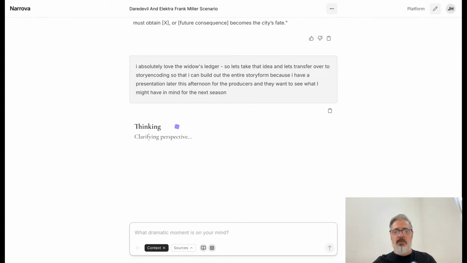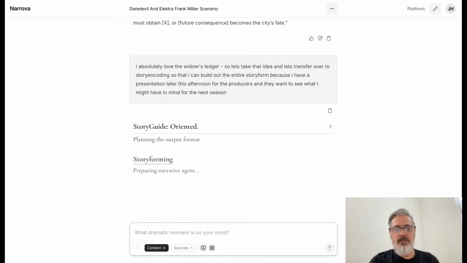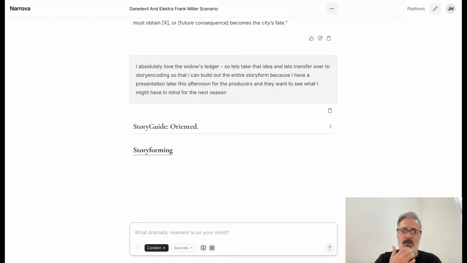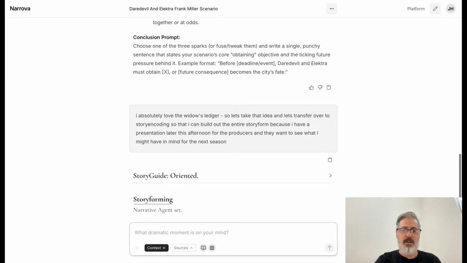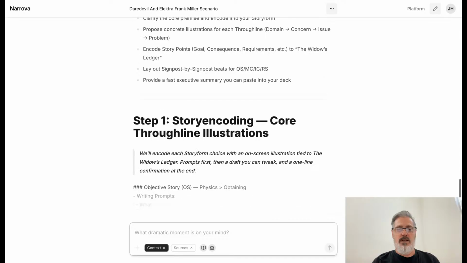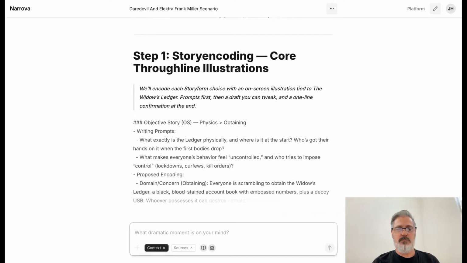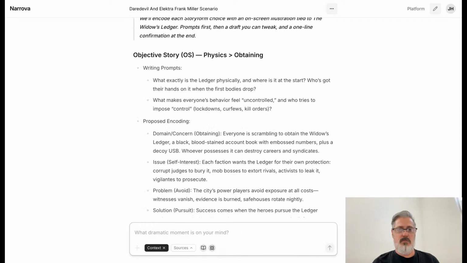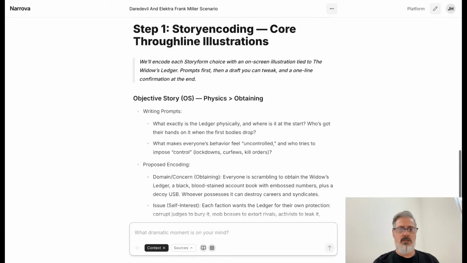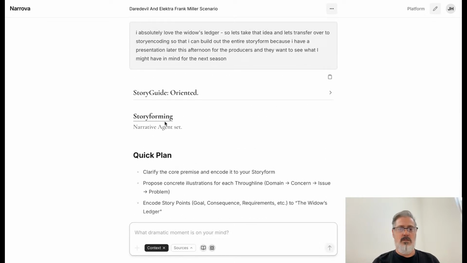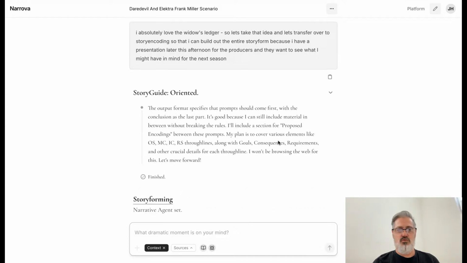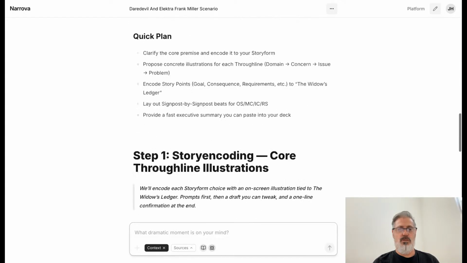Clarifying the perspective. All right, come on, story guide. No, it didn't do it. Oh, it did it. Yay. So it transferred over to story forming. That's how you can tell. Oh, it transferred to story forming, though. I wanted story encoding. This should be okay. Quick plan. All right, it's going to go through the plan. I feel like this is still, even though that says storyform, what does this guy say? Let's move forward. Let's see what it did.